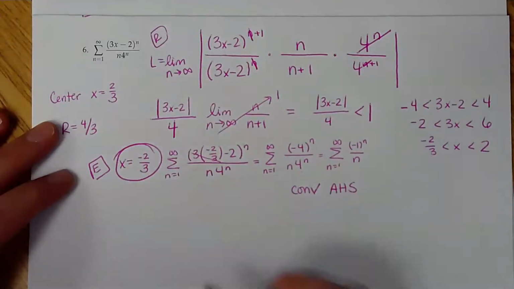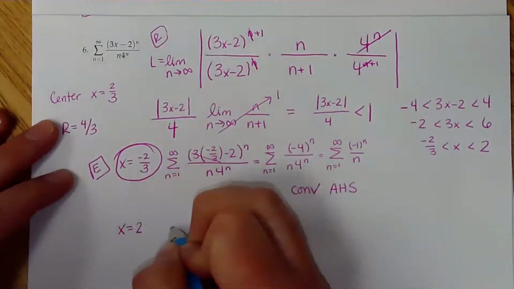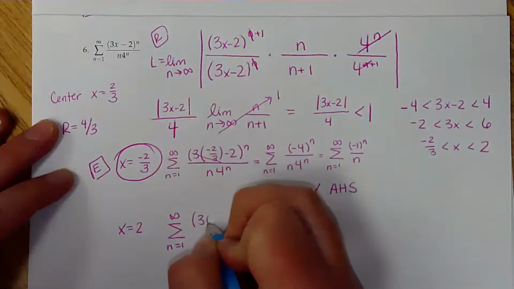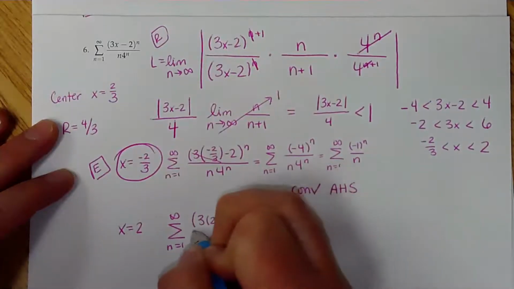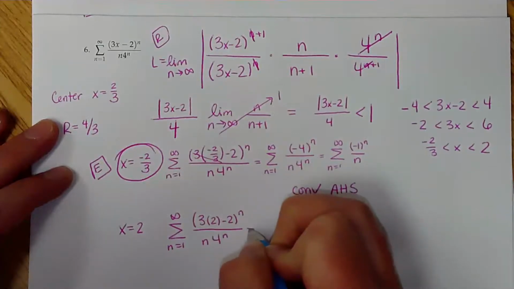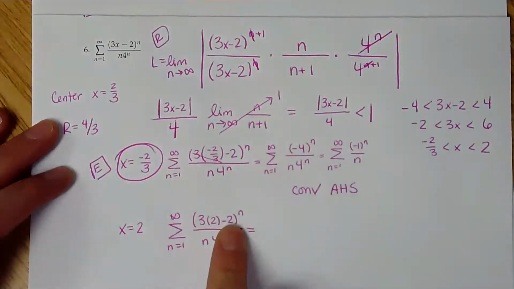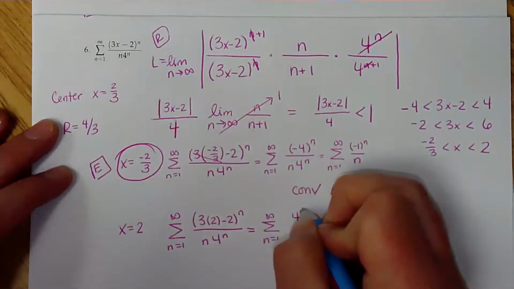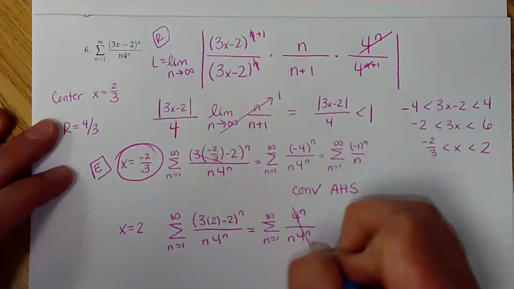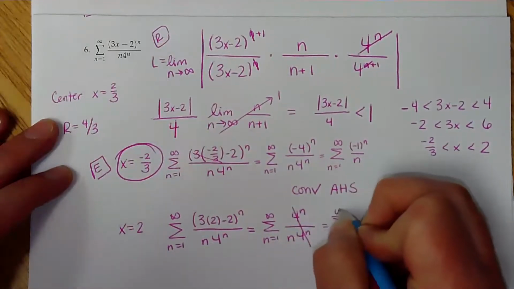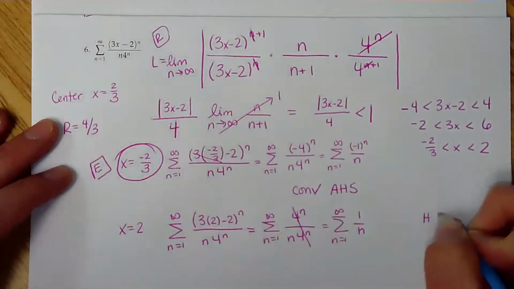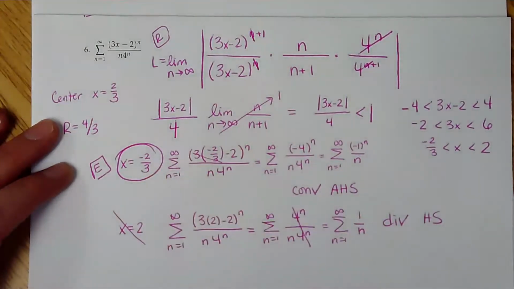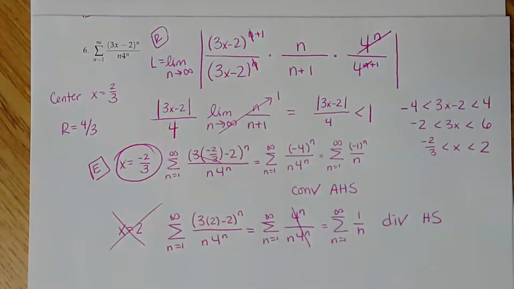And then we have the right endpoint left to check. So x is equal to 2. So I have the series n equals 1 to infinity. I have 3 times 2 minus 2 to the n all over n times 4 to the n. So 3 times 2 gives me 6 minus 2 gives me 4. So I have n equals 1 to infinity. I have a 4 to the n over n, 4 to the n. So that gives me 1 over n, which is the harmonic series. And we know the harmonic series diverges. Okay, so I would not include the x equals 2 endpoint.